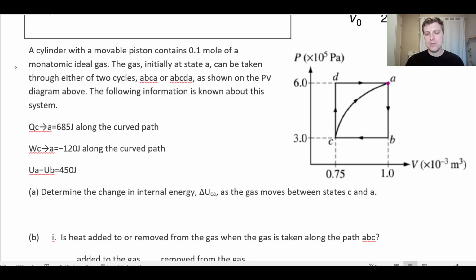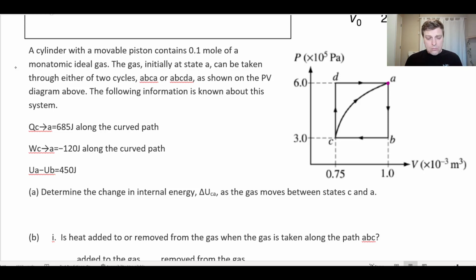But just note that this step CA, we haven't really seen something like this, but this is possible. It doesn't fit into one of our four categories. It's not isobaric or isovolumetric or isothermal or adiabatic. It's none of those things. It's just some other process that we haven't seen before, but any process is allowed in theory.